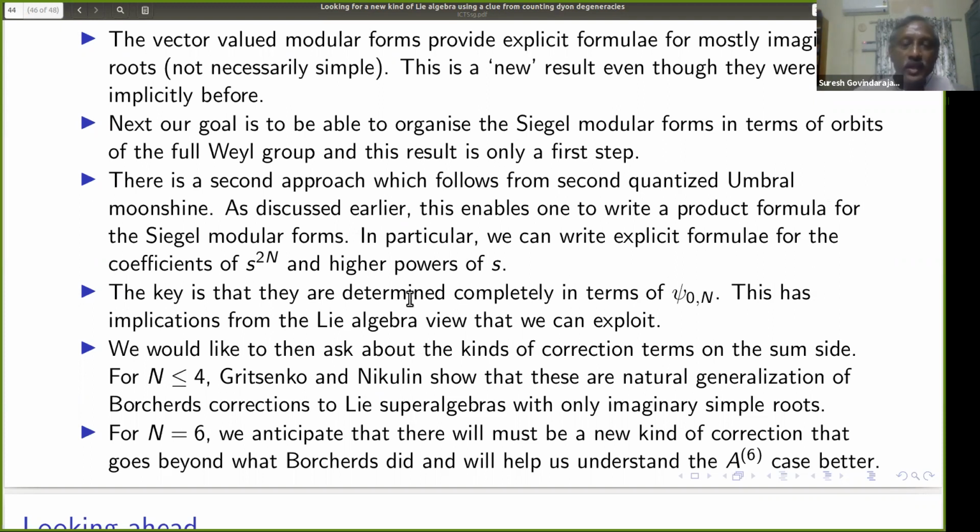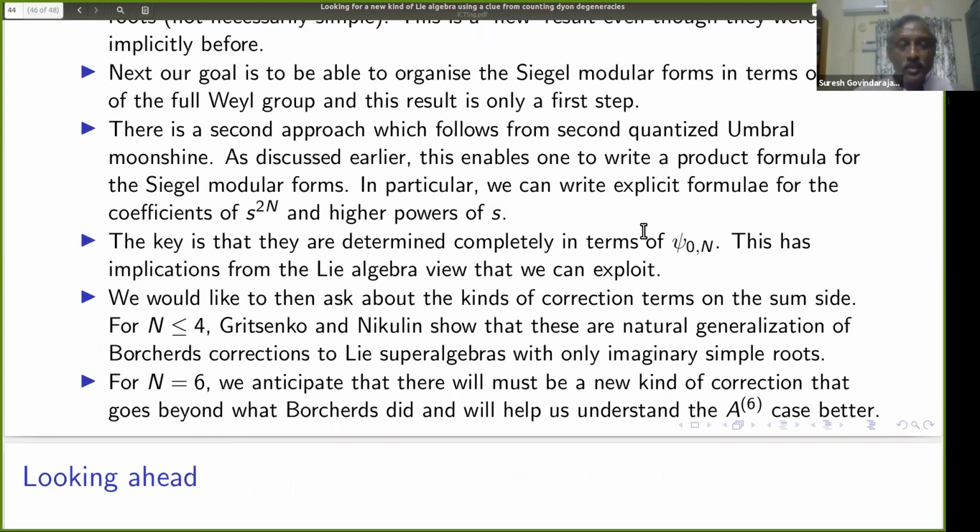And in particular, we can write explicit formulae for higher coefficients, so S power 2n and other higher powers of n. The key is that they're determined completely in terms of psi 0 n. So all the hard work that we have put into determining psi 0 n, how it breaks up in terms of the Lie algebras, so what we are trying at the moment is to exploit this, say, to explain all the other terms in this thing.